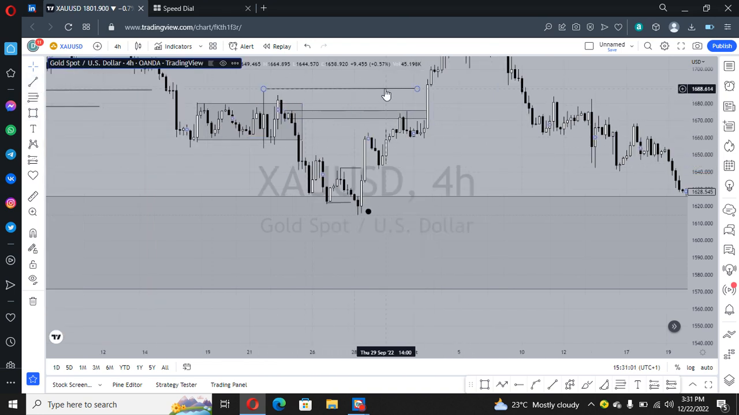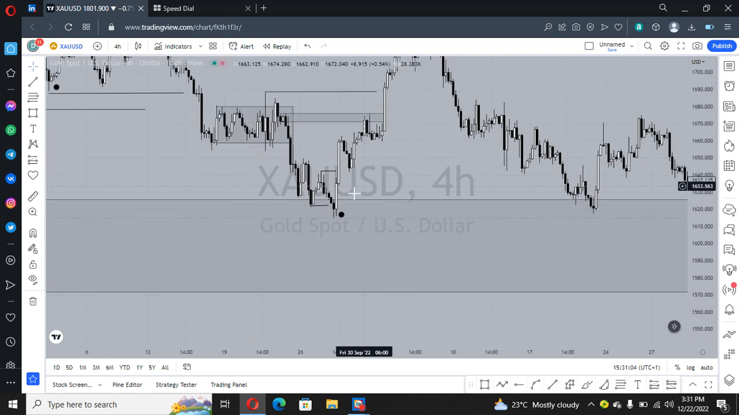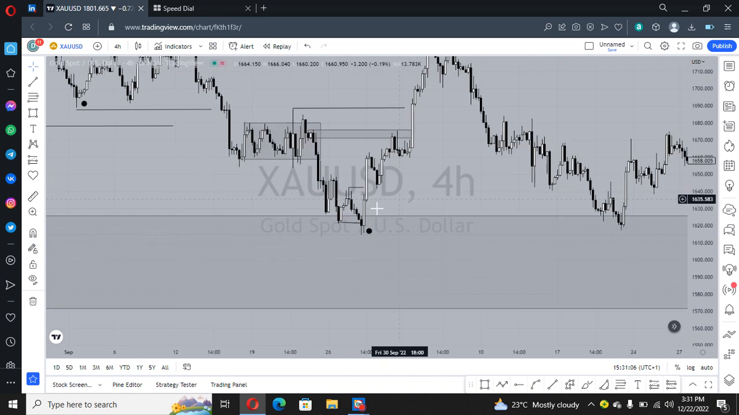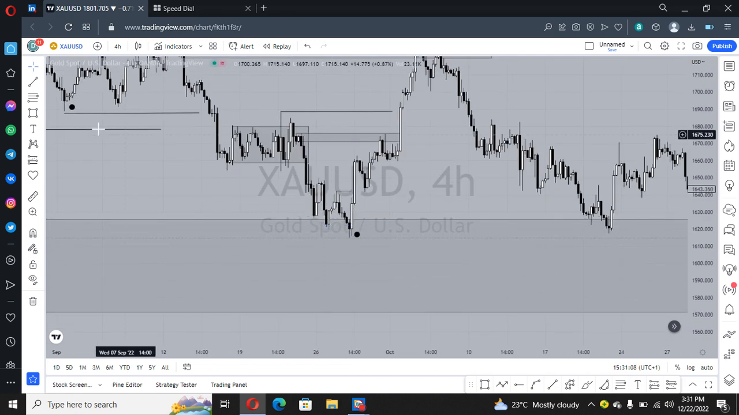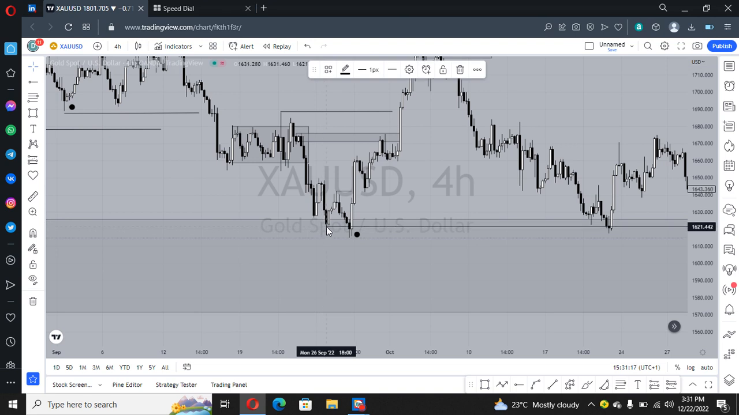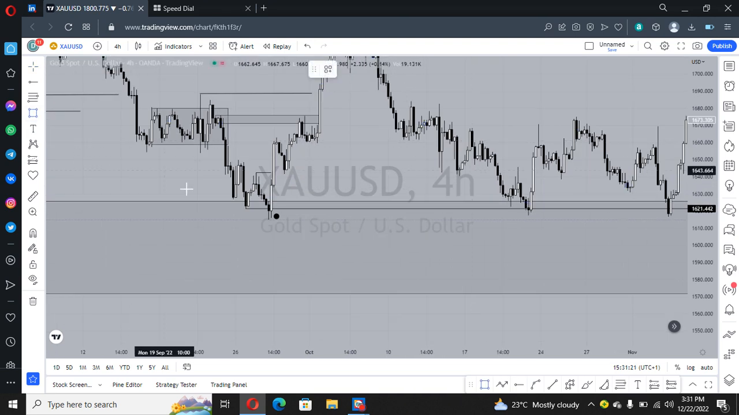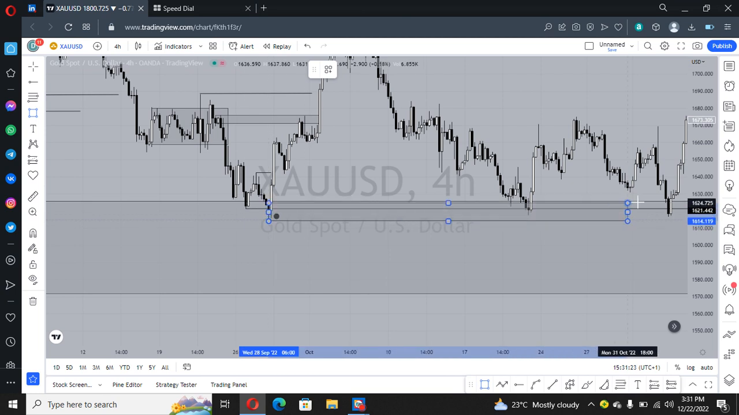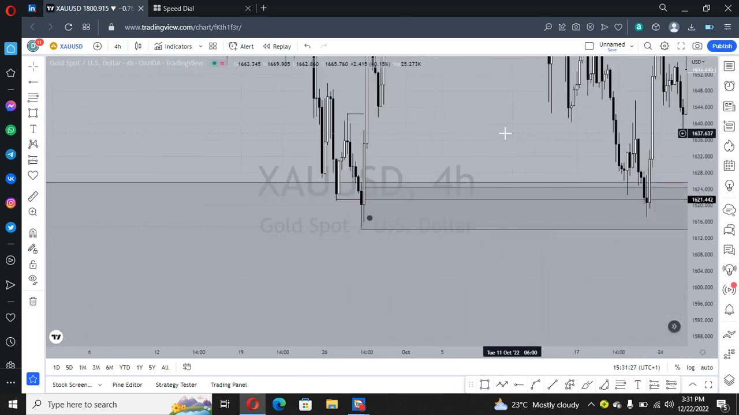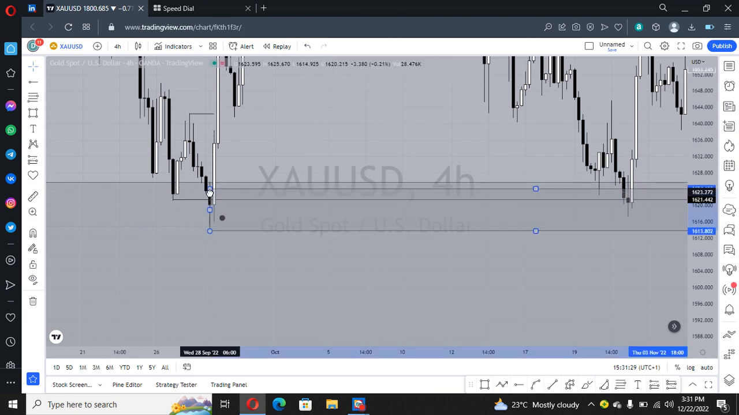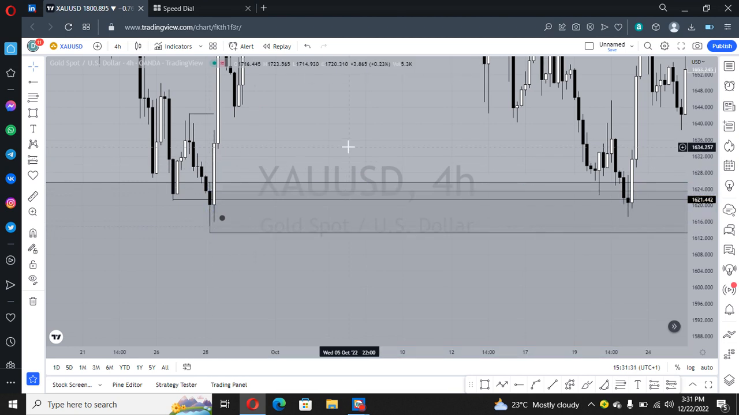We have that major change in character, and QML was here, so we are now having a stop hunt plus a change in character. So I mark this as my QML, and those that follow me on Facebook, they do know I trade QML. So also we now have the demand created inside our higher time frame demand. So we now have that other block right here, right there.